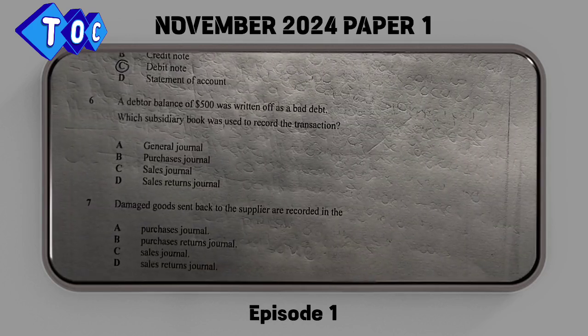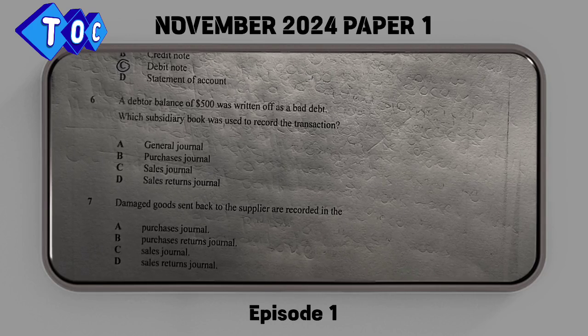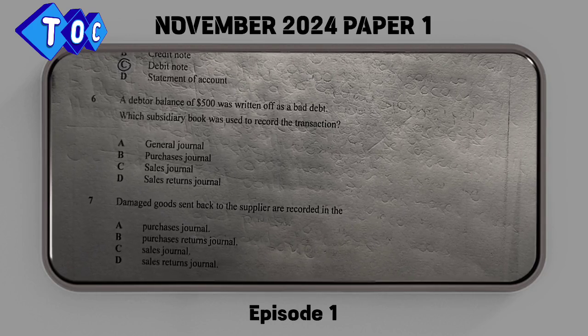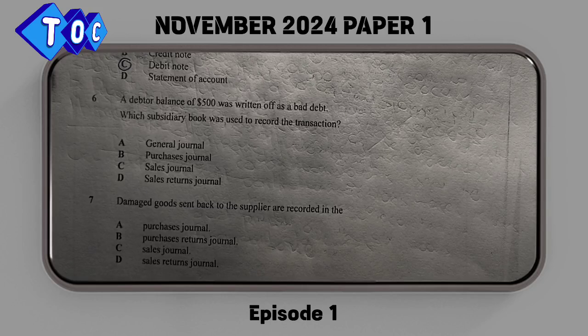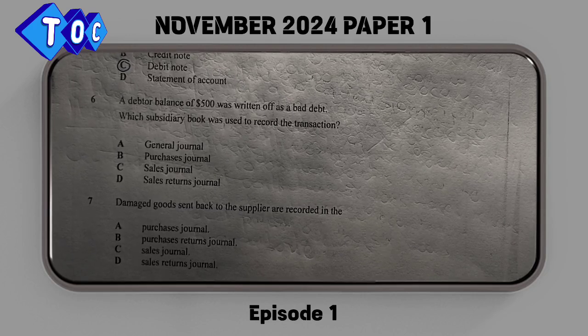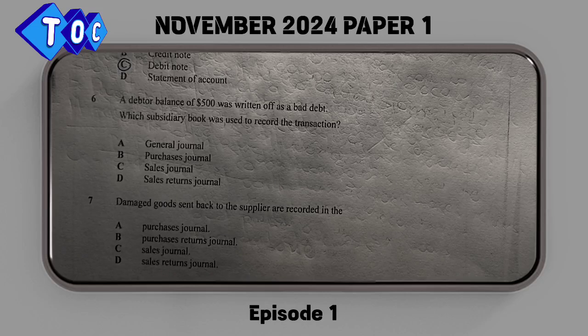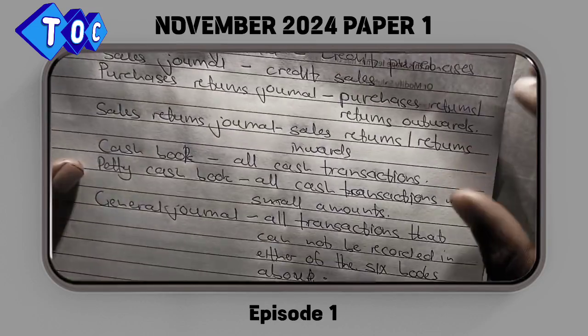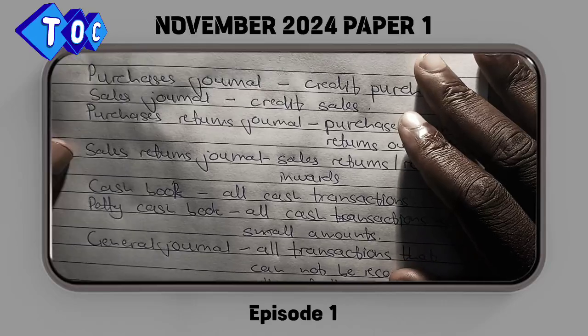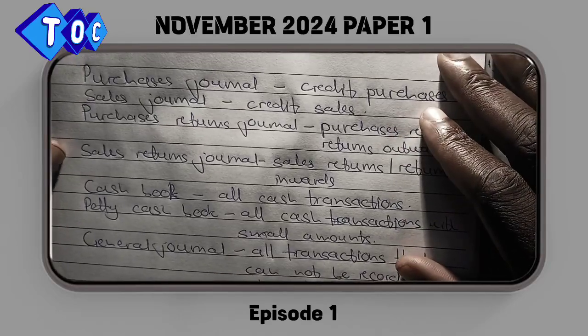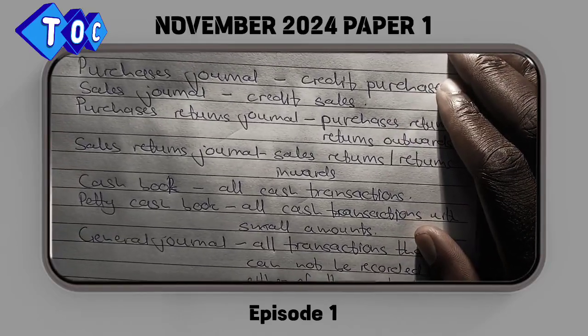Moving on to number 6, a debt balance of $500 was written off as a bad debt. Which subsidiary book was used to record the transaction? Let me explain all the subsidiary books and what we record in each and every subsidiary book. Then we come back to the question. The first thing here is to understand what are subsidiary books.